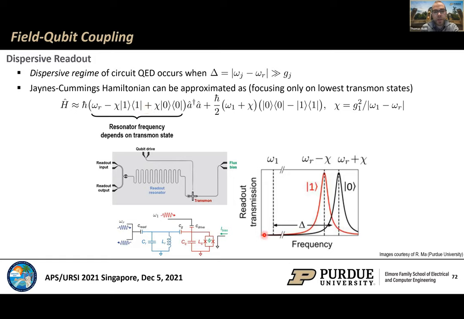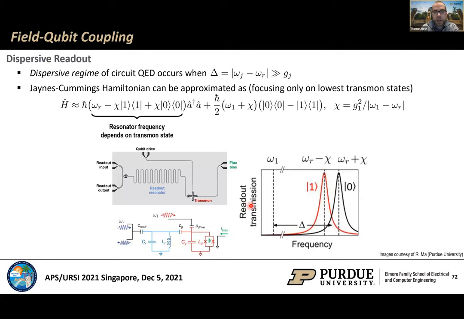And so again, what this ends up meaning is that we can probe this resonator with a microwave pulse, for instance, and measure the transmission or the reflection characteristics. And depending on the state of the transmon, the frequency curve of this resonator is going to get shifted, minus chi or plus chi. And based off of the measurement that we make, we can infer which way it was shifted and have that knowledge then of the final state of the transmon.